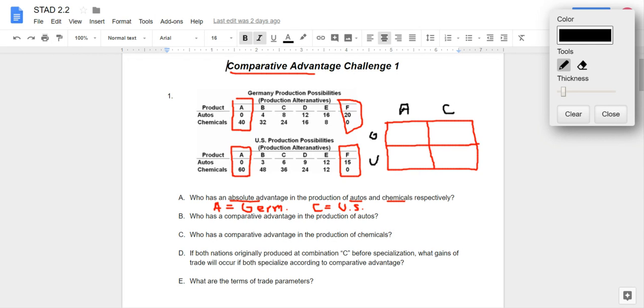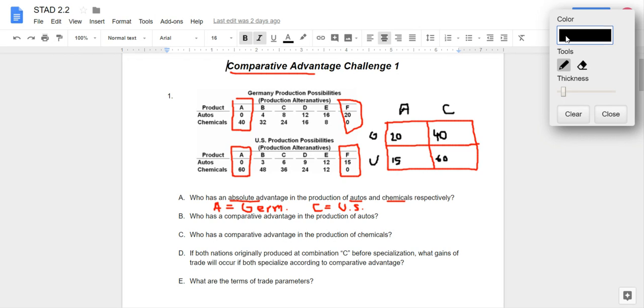And then we just put in our extremes. So we're talking Germany right now, so our top row here. Germany, if they produce only automobiles, that's point F, they can produce 20. And if they produce only chemicals, that's point A, they can produce 40. And then I do the same thing for the United States. If they produce only automobiles, point F, they can produce 15. And if they produce only chemicals, that's point A, they can produce 60. And there we have it.